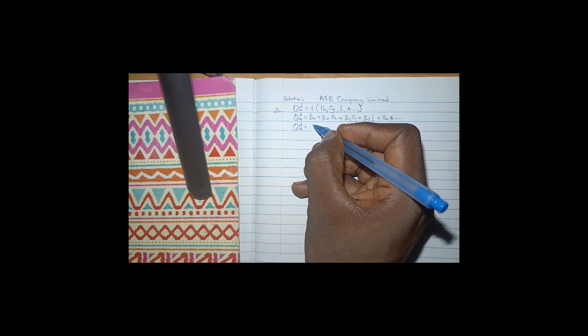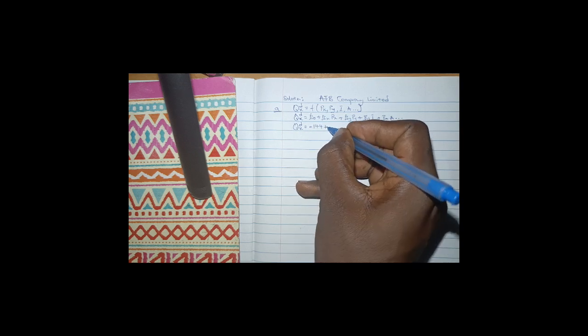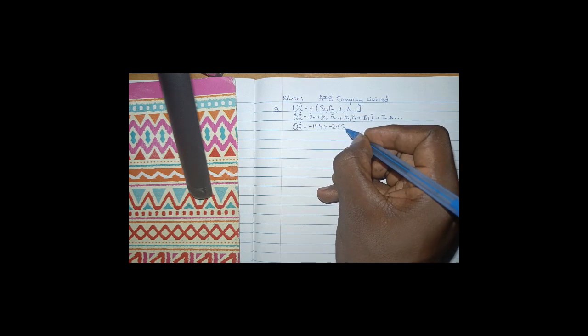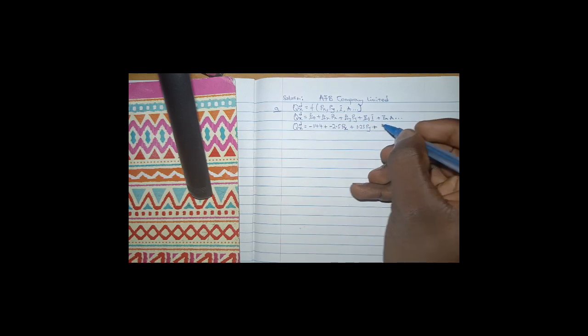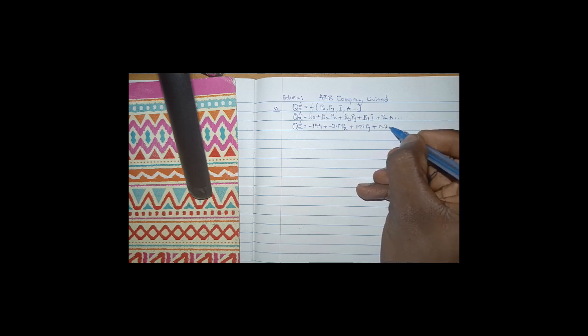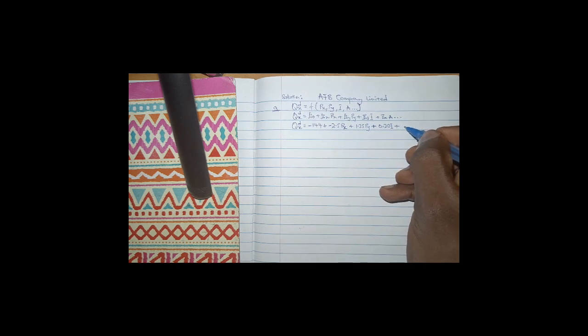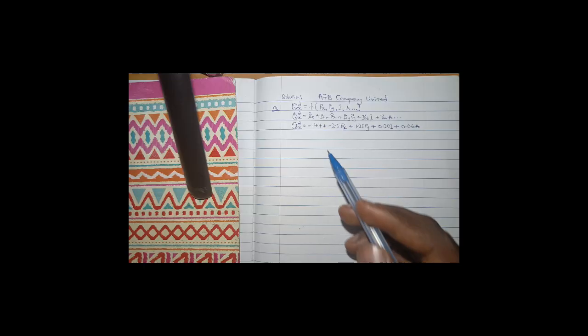So after you've quoted this in the regression format, then you quote the actual demand estimation, starting from the first parameter, the intercept. So it's negative 144 plus, then the next one is negative 2.5 Px plus, the next one is 1.25 Py plus, the next one is 0.20 I, and the next one is 0.06 A. So if they ask you to write down the estimated demand equation for your firm or for any firm, this is how you go about it.